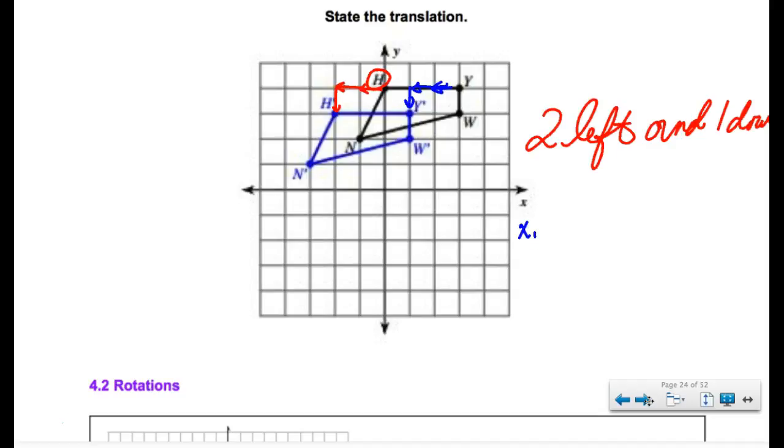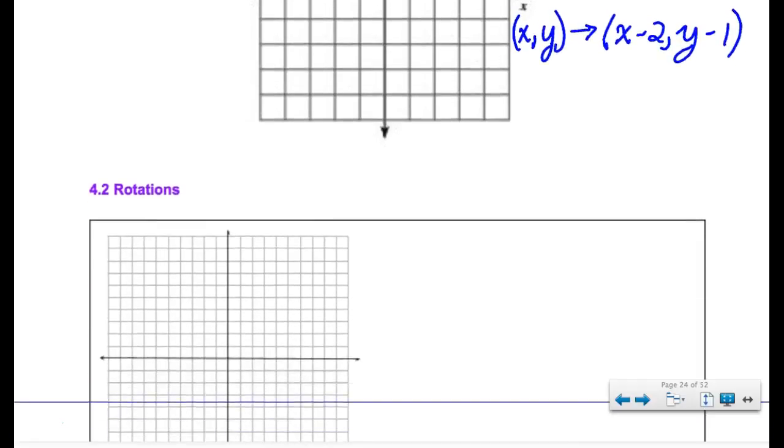So in coordinate notation, I'd say every point (x, y) got mapped to, left is negative, down is negative, so (x - 2, y - 1), and I'm done. Moving on to a rotation.